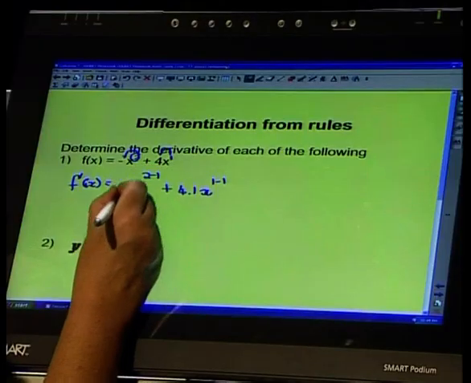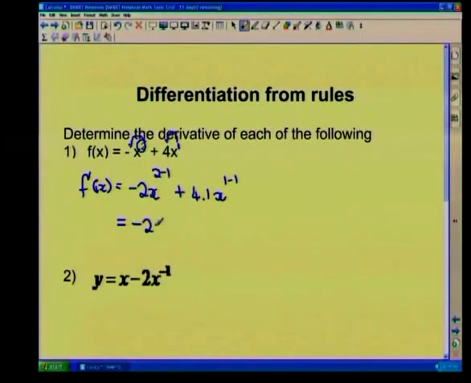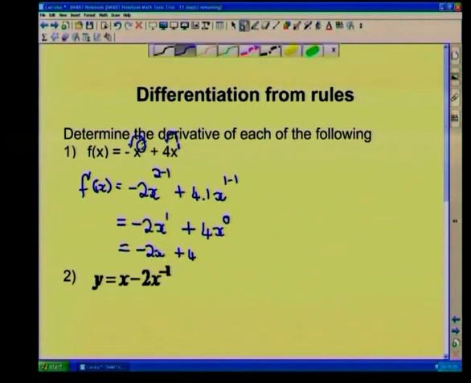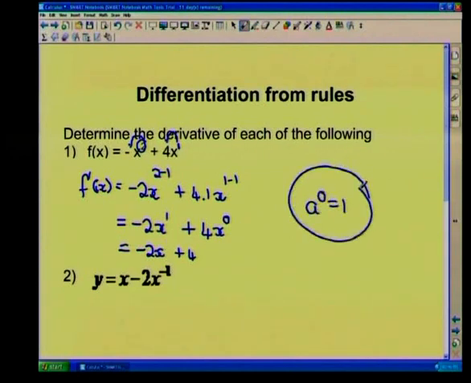Right, so over here we say it's minus 2x. What do I know about 2 minus 1? 2 minus 1 is 1. Over here I've got 4. And what do I know about 1 minus 1? It's 0. Now, of course, do we write the power 1? No, we don't. And do we write x to the 0? No, we don't, because we know that x to the 0 is actually 1. Anything to the 0 is 1. So we lose that altogether.